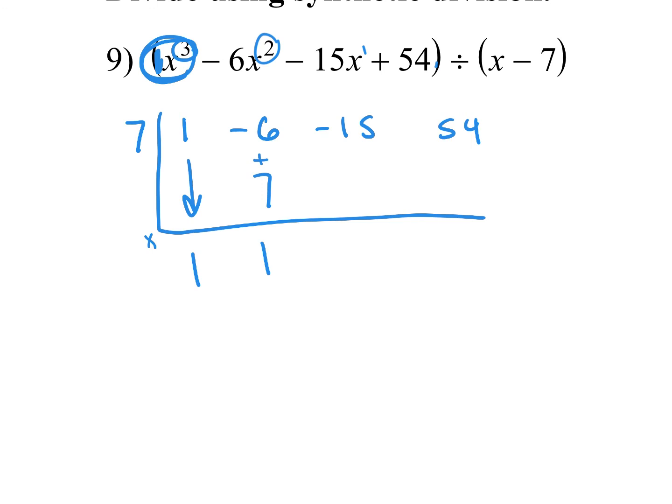Outside we multiply. So 7 times 1 is 7. On the inside we add. What is -15 plus 7? -8. What's 7 times -8?